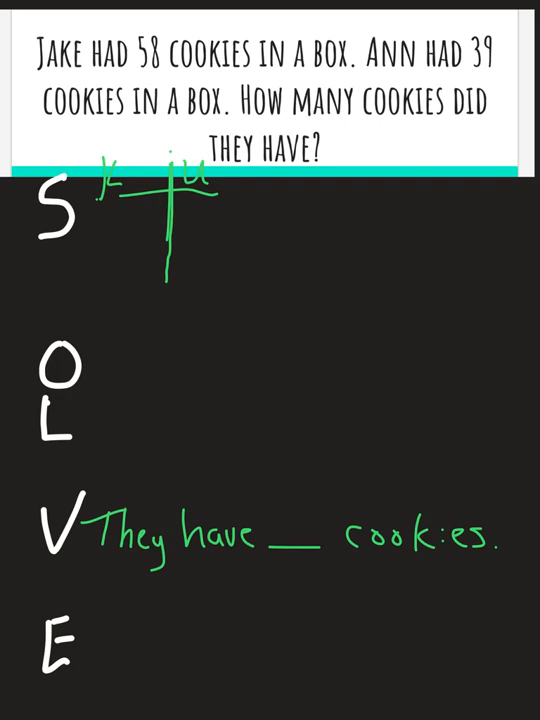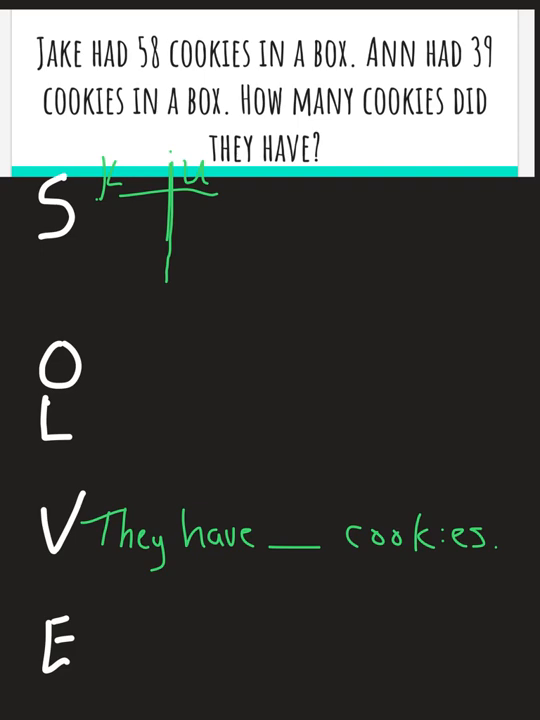But let's jump right into it. We've got Jake had 58 cookies in a box and Anne had 39 cookies in a box. How many cookies did they have? So there is a solve video that I made describing each step, but I'm going to try and embed that in here. And I'll put up the other video also for second grade parents to see.